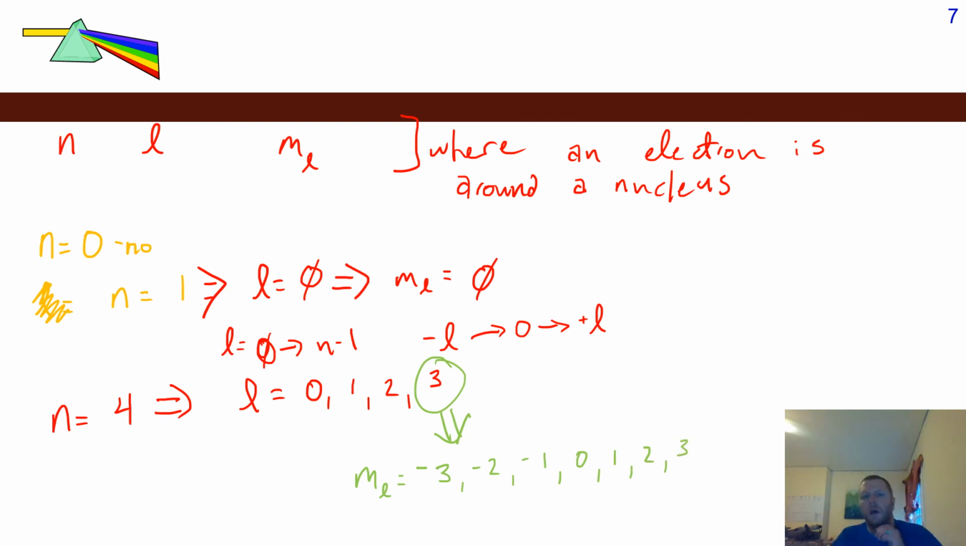Okay, so it's important now to understand the rules and how one value dictates another value. We'll get into the specifics of this in just a little while, or in the next video, but for the time being, I hope this is helpful so that you understand those rules. If n equals this, what could L be, and what could m sub L be?